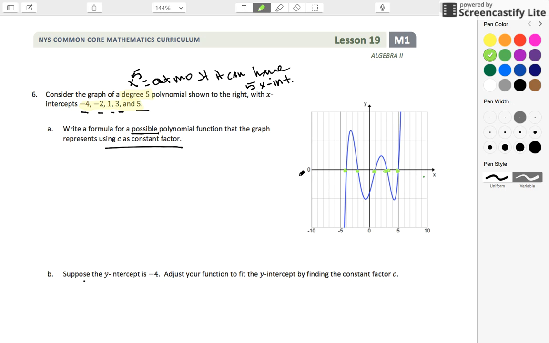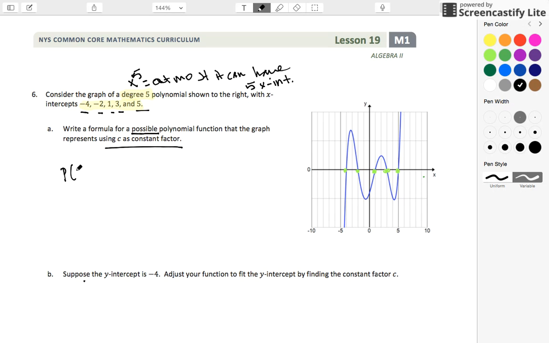So if you draw this in your notebook, you can see here that as long as your polynomial function is crossing the x-axis, then these are the x-intercepts. Okay, so notice that none of these bump against the x-axis. They all go through it. So none of these have a multiplicity greater than 1. So all of these have a multiplicity of 1. So we're going to go ahead and write a possible formula using c as a constant factor.